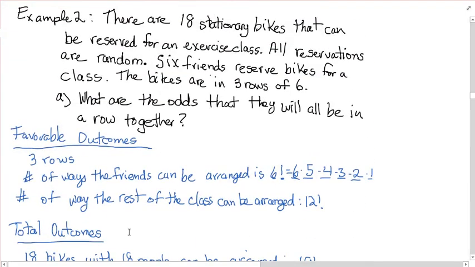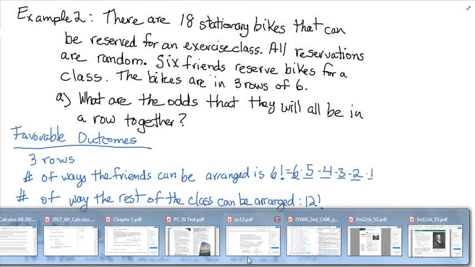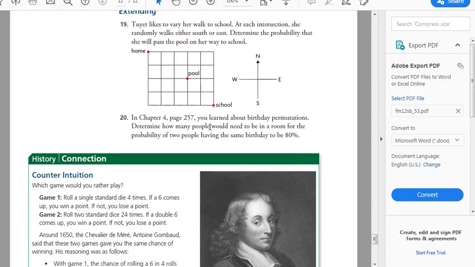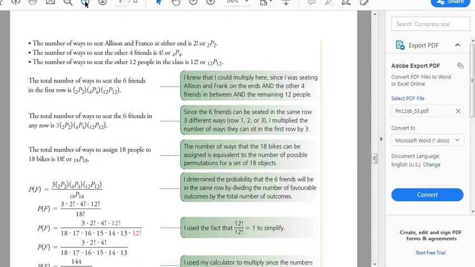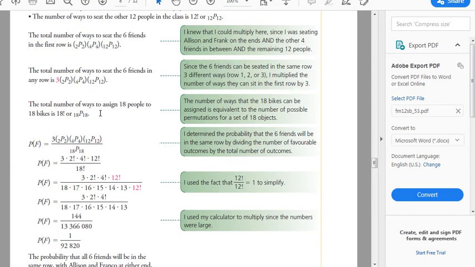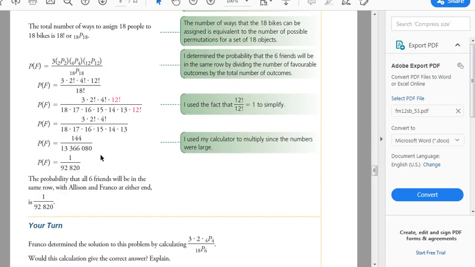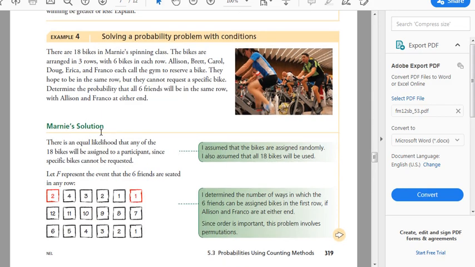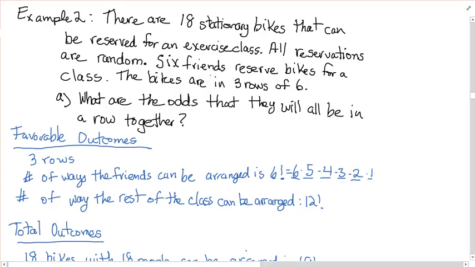Now it does say, what are the odds, which strikes me as funny here. Where's my textbook? Let's take a look at that example. What are the odds? It still does give us a probability, I guess. Determine the probability. So maybe that question was framed oddly. What are the odds? What's the probability? I think that's the actual question. Apologize for that. So what's the probability?